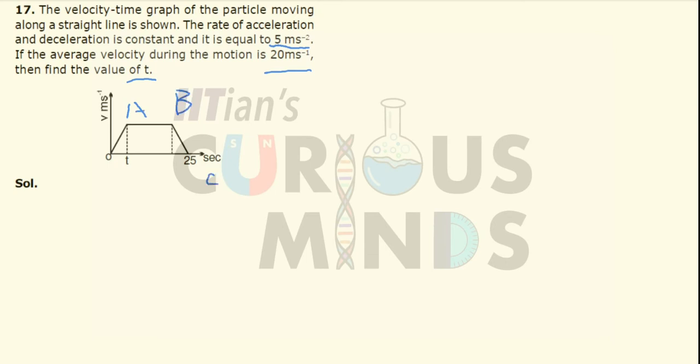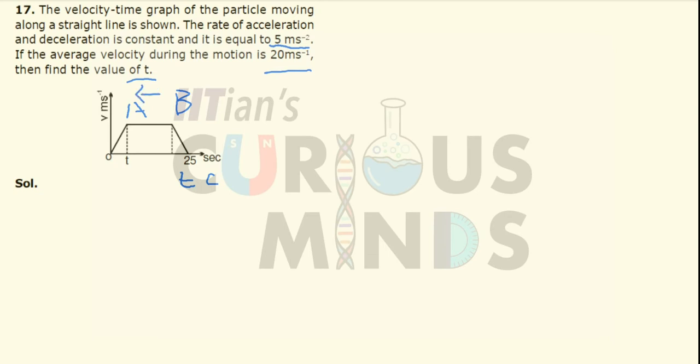Now it is given that the acceleration and deceleration remain constant, which is equal to 5 meter per second square. It means that if a body acquires a velocity from 0 to V in t seconds, that is from O to A, if the body accelerates in t seconds, then from B to C, the body will decelerate in the same t seconds.